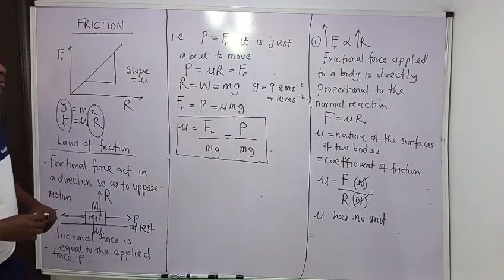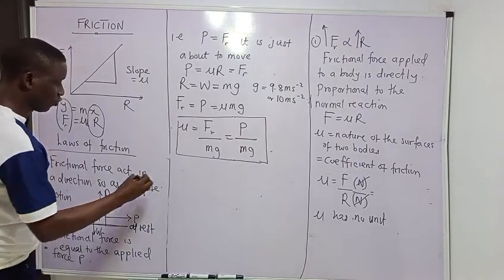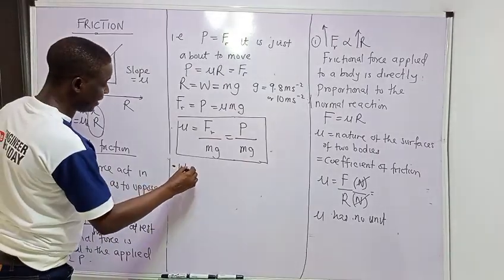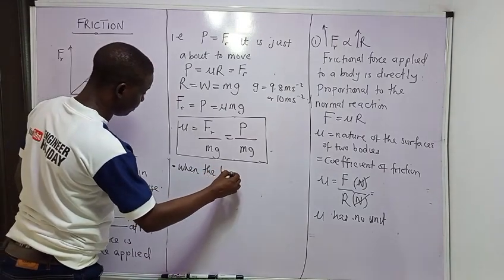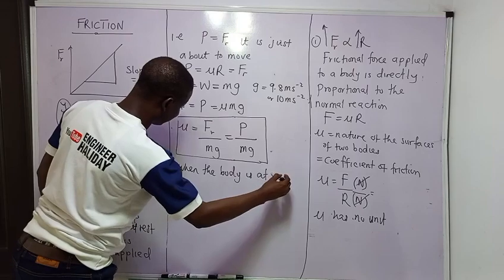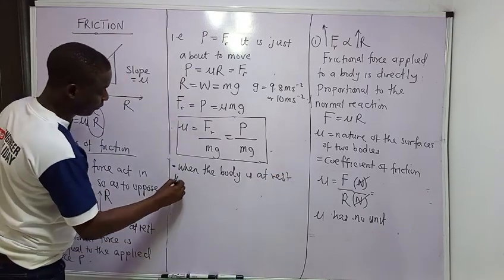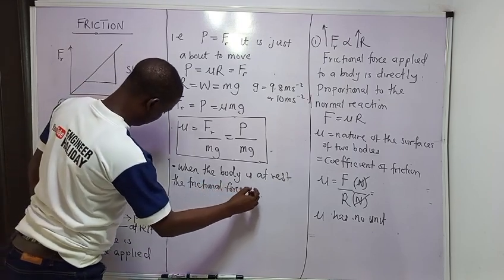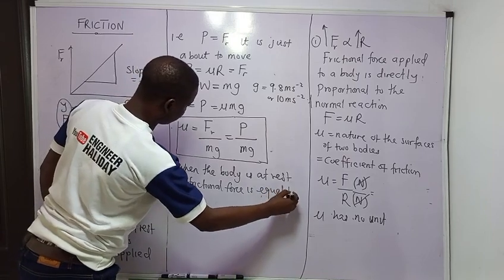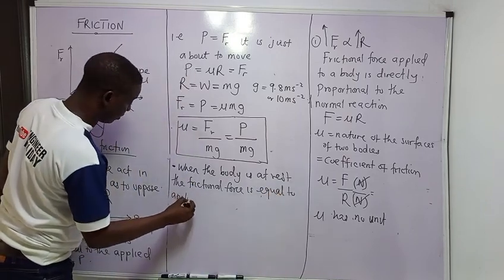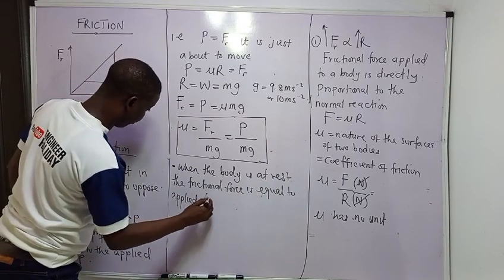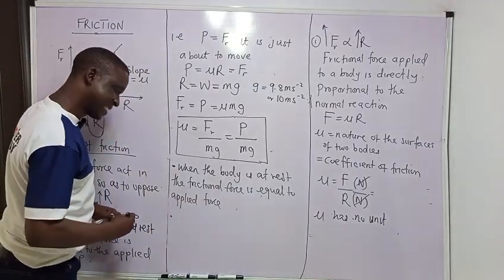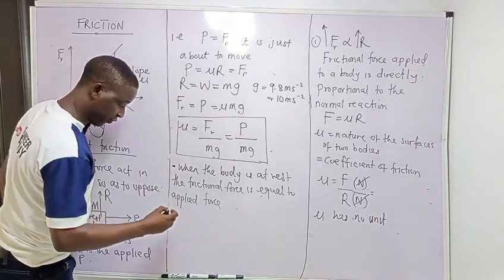You are correct. So now, what is the number 2 point about the laws of friction? It is that when the body is at rest, the frictional force is equal to the applied force. We have concluded that one. Number 3: when the frictional force is less than the applied force, the body moves.